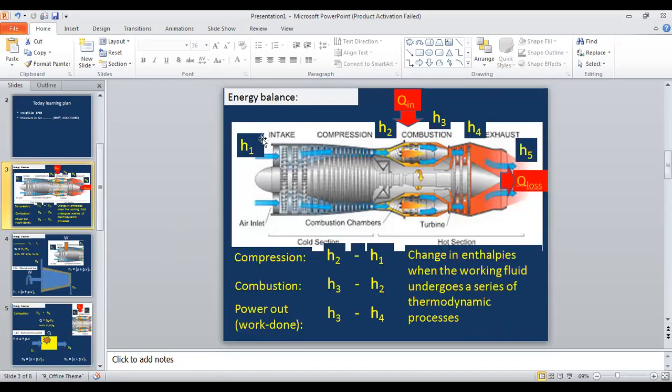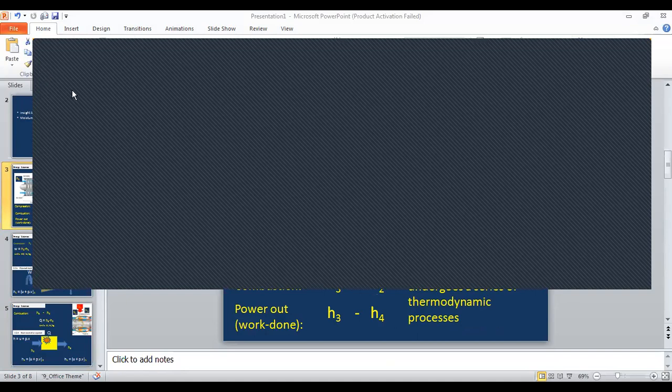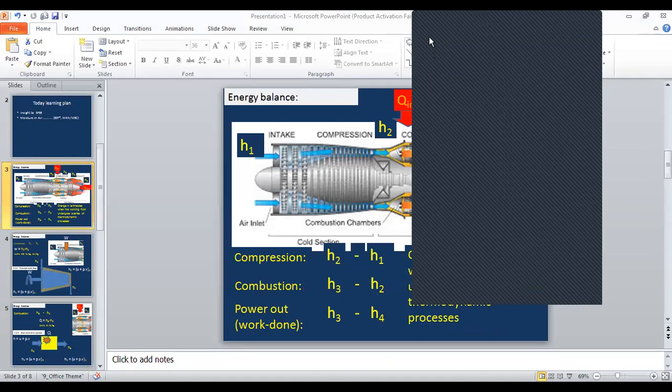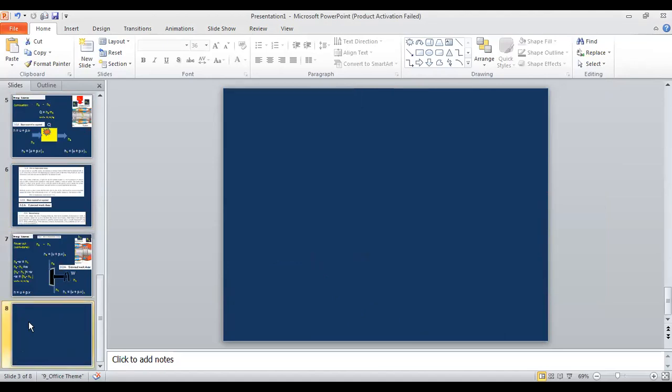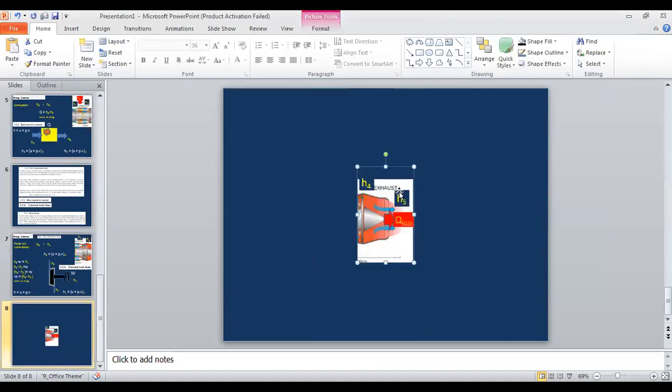Intake and compression, combustion, expansion, and exhaust we will talk later. The exhaust component, we will talk later. There is a reason even here I did not mention the exhaust. So that is a later discussion.